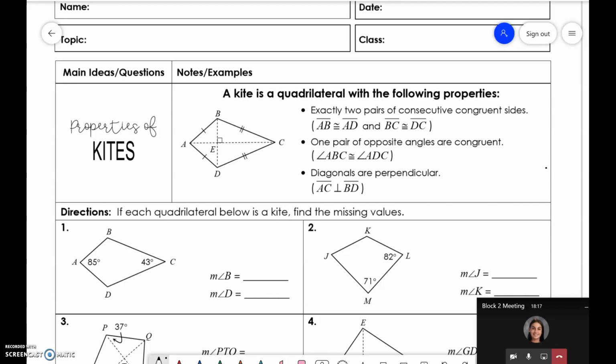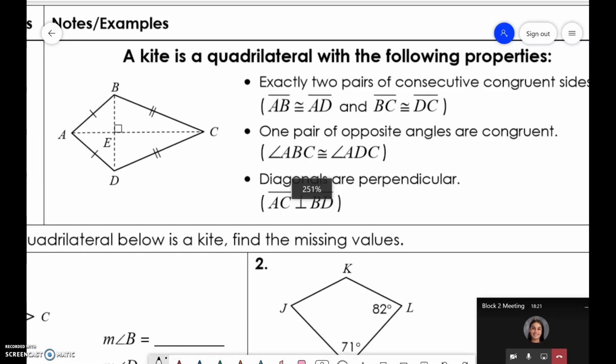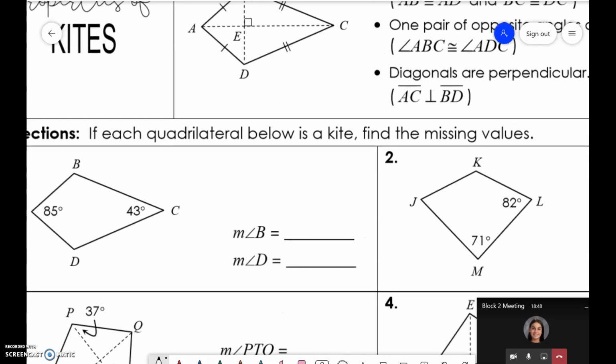So we are on properties of kites. The kite's properties that are really important are two pairs of consecutive congruent sides. So AB and AD are the same, and BC and DC. Two pairs of opposite angles: ABC is congruent to ADC. And the diagonals are perpendicular to each other. So that's going to help us with possibly the Pythagorean theorem.